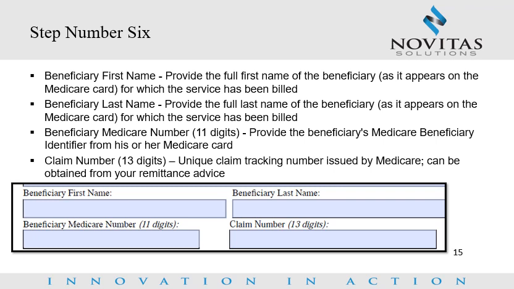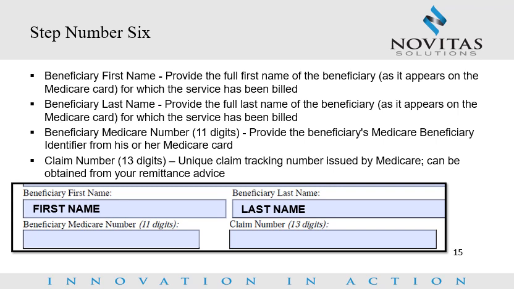These fields include: provide the full first name of the beneficiary as it appears on the Medicare card for which the service has been billed. We will type in first name to show as an example. Provide the full last name of the beneficiary as it appears on the Medicare card for which the service has been billed. We will type in last name to show as an example.